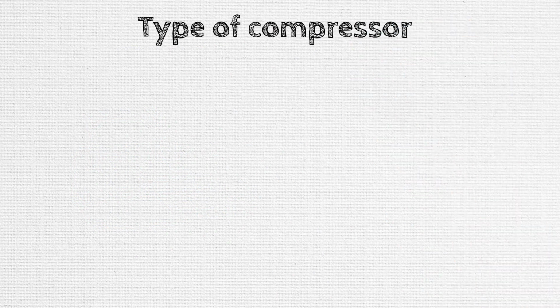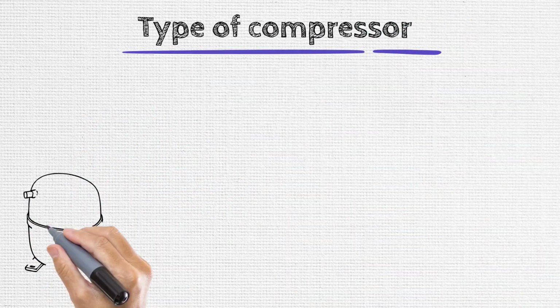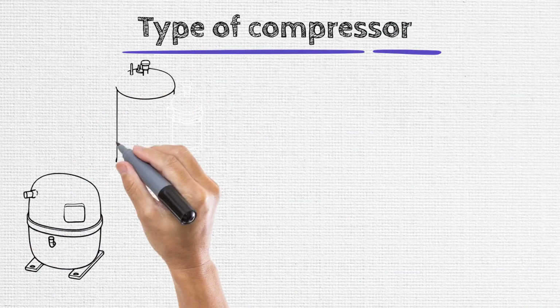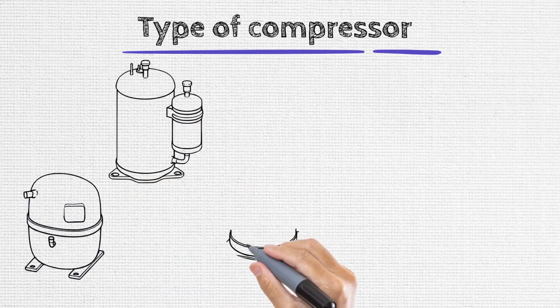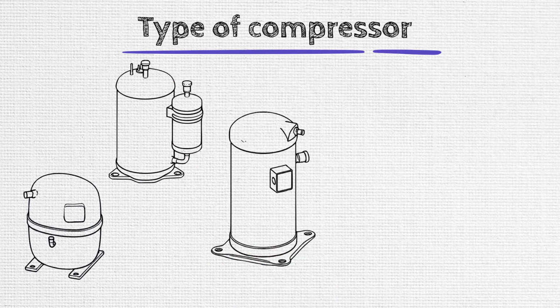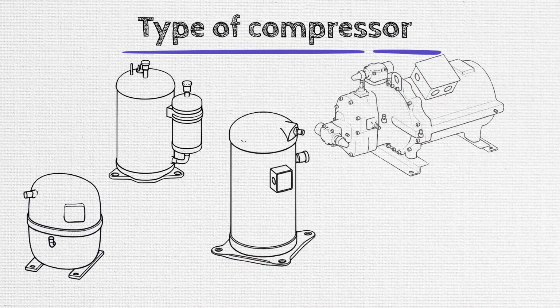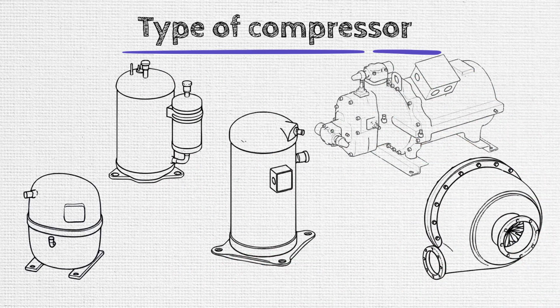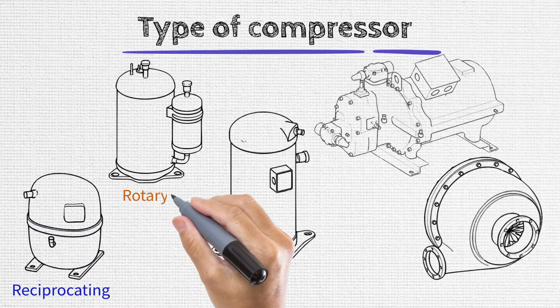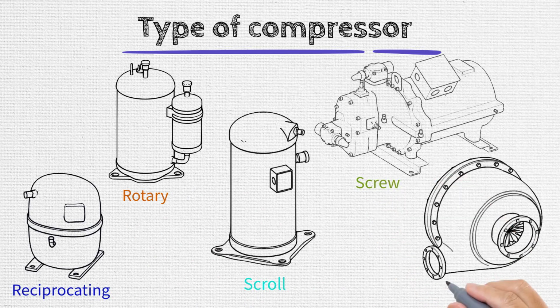In addition to the open drive and hermetic classifications already presented, compressors can be further classified based on their method of compression. There are 5 basic types of compressors in use in the refrigeration and air conditioning industry: reciprocating, rotary, scroll, screw, centrifugal.